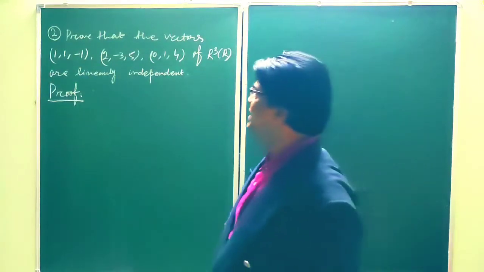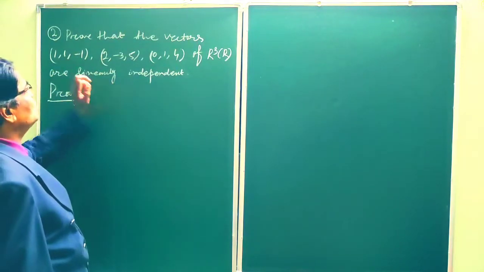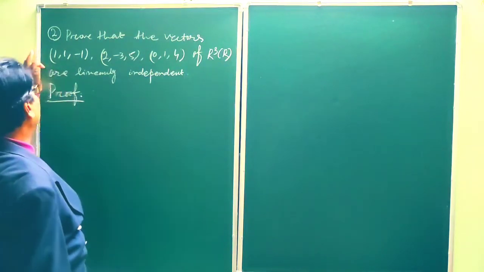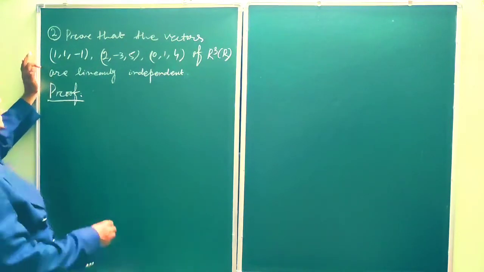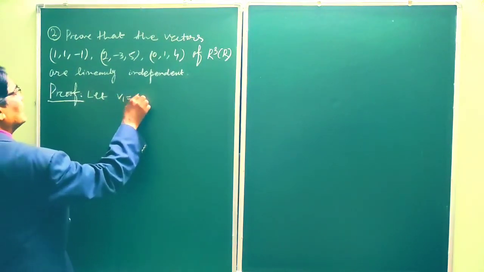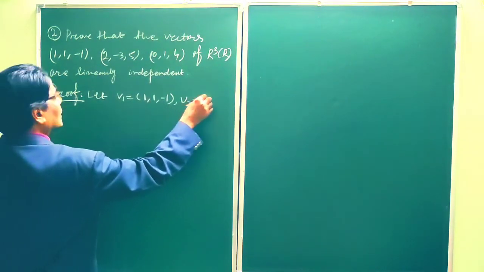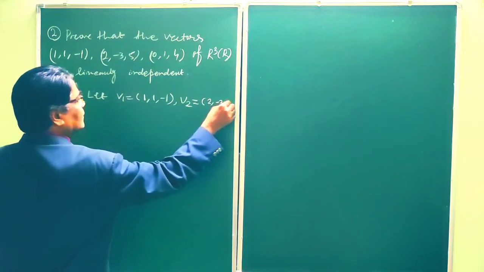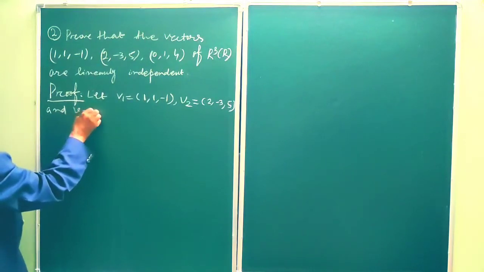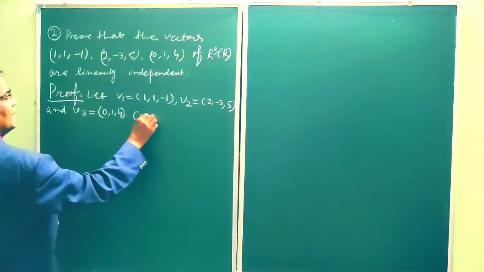Our second question is: prove that the vectors (1, 1, -1), (2, -3, 5), (0, 1, 4) of R^3 are linearly independent. Let v1 = (1, 1, -1), v2 = (2, -3, 5), and v3 = (0, 1, 4).